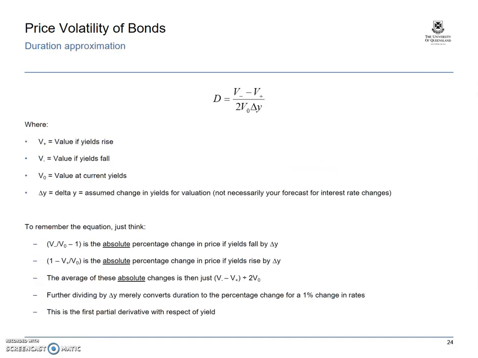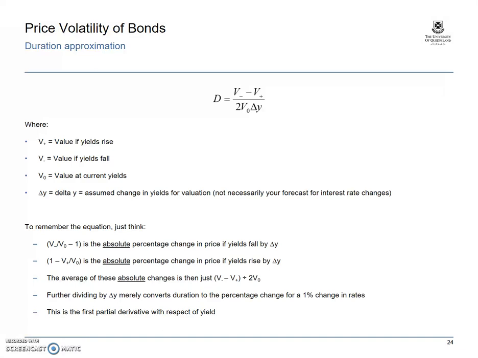So how do we work out the duration of a bond? The duration, D, is equal to the new value when the value of the bond falls, so if the yields fall, that's V negative, minus the value if the yields rise, and they change by that small delta Y. We then divide that by 2 multiplied by V0, the initial value of the bond at the current yields, and then multiply that by the delta Y.